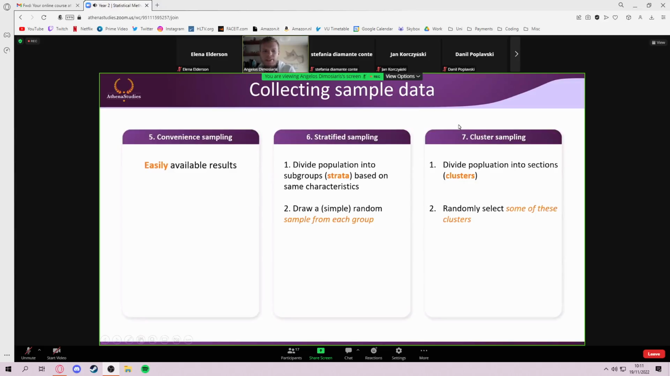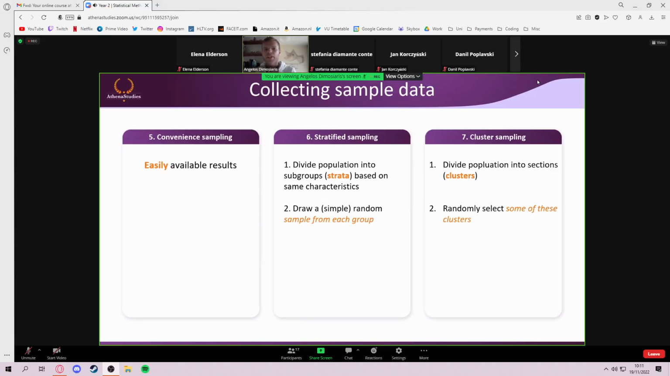There are three more techniques. Convenient sample, which is really easy. It gives us very easy and very available results. So let's say, I don't know, I'm running a study and I call my friends to take part in that, convenient sampling.